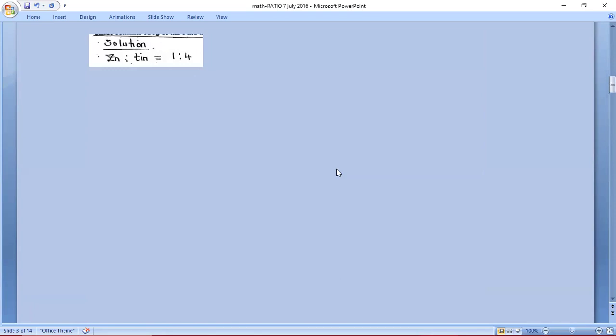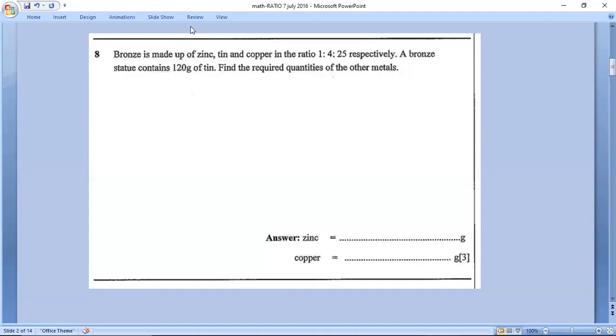So this is where you express them according to the ratio. The zinc to the tin, we've been given that the ratio is 1:4. Remember, this is in the order respectively, according to the way they've been listed here: zinc, tin, copper. It means 1:4:25. 1 is for the first one, which is zinc. 4 is for the second one, which is tin. 25 is for the third one, which is copper.